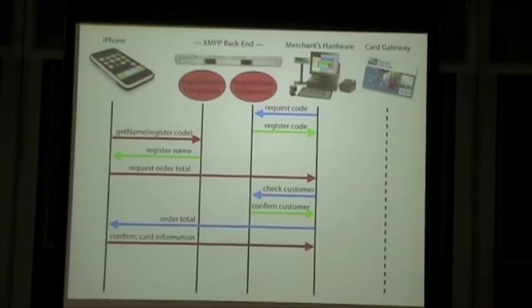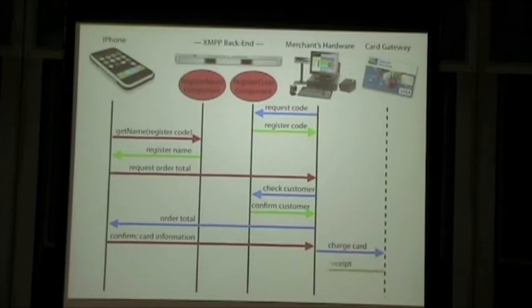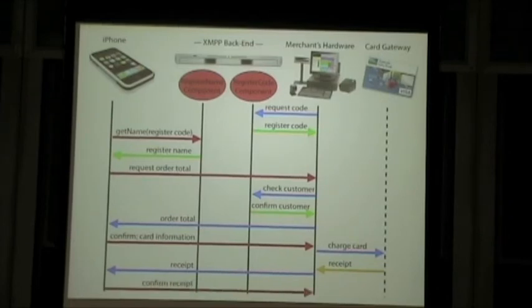The iPhone customer chooses their credit card and accepts the payment, and the credit card information is forwarded to the merchant, who then sends the credit card information to the credit card gateway, which goes ahead and charges the credit card. The gateway sends back a receipt to the register, which then forwards that receipt to the iPhone, and the iPhone sends back the confirmation to the register saying, I indeed did get the receipt, so that there's no ambiguity whether anything got lost along the way.